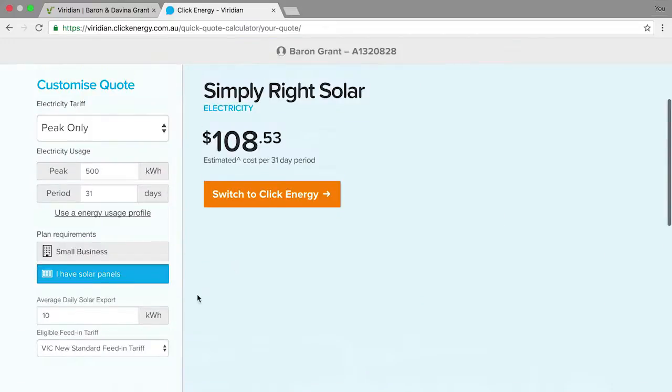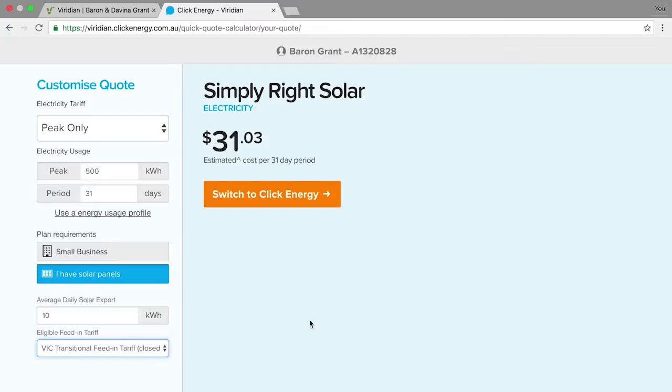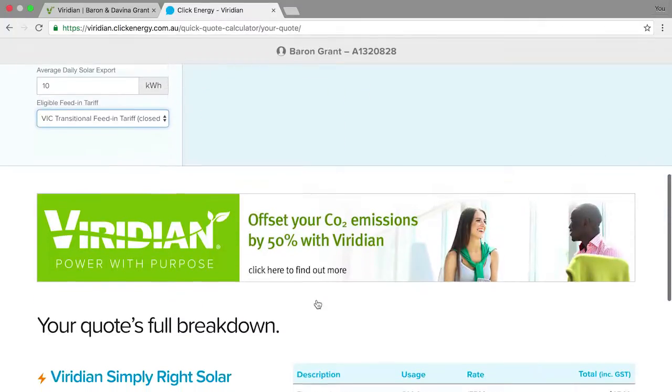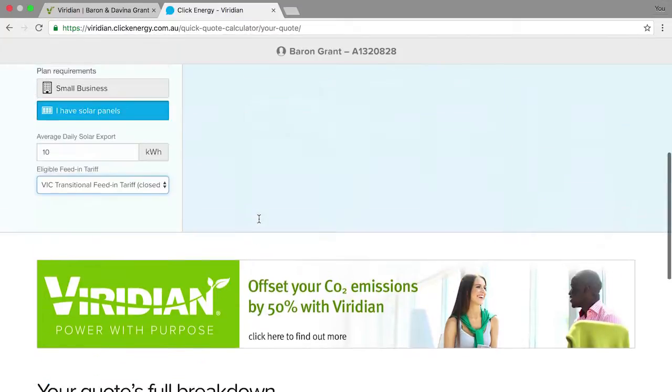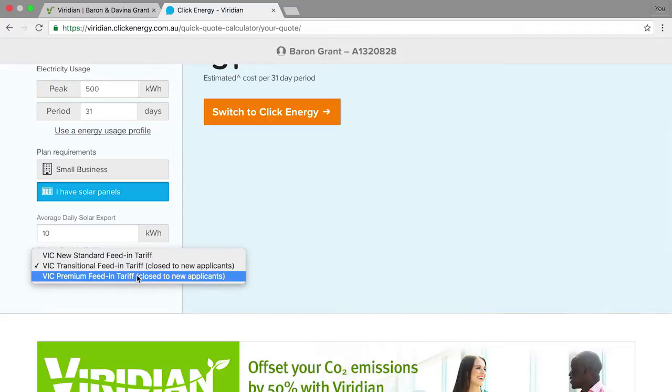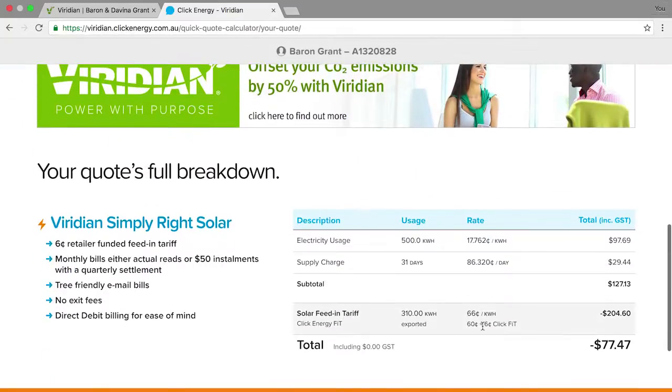Now, if we go up and change this, customers may have got in at a certain period of time where the government was offering them the VIC transitional feed-in tariff. Now this is 25 cents from the government that they would be receiving per kilowatt. We can scroll back down, suddenly it's 25 plus 6, and that equals 31 cents. And obviously it's a much higher solar feed-in tariff bonus they're receiving, and obviously then a much lower bill that they are receiving. And finally, those who got in at the right time early on would be receiving the premium feed-in tariff from the government, which is 60 cents per kilowatt, plus whatever they are receiving from the retailer.